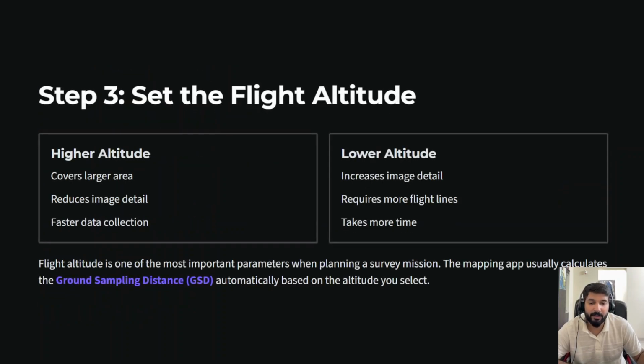Step 3. Set the flight altitude. Altitude is one of the most important parameters when planning a survey mission. Flying at a higher altitude allows the drone to cover a larger area, but it reduces the level of detail in the images. Flying lower increases image detail but requires more flight lines and more time to cover the area. The mapping app usually calculates the ground sampling distance (GSD) automatically based on the altitude you select.